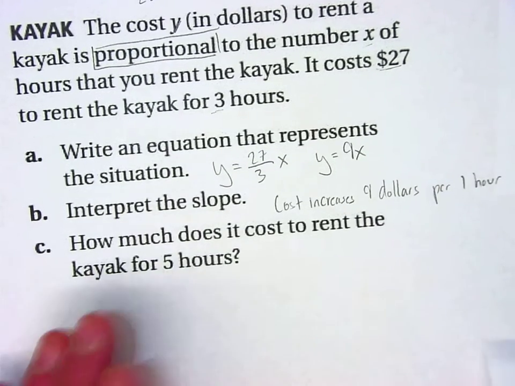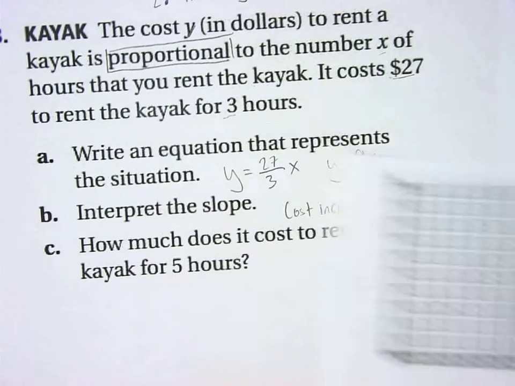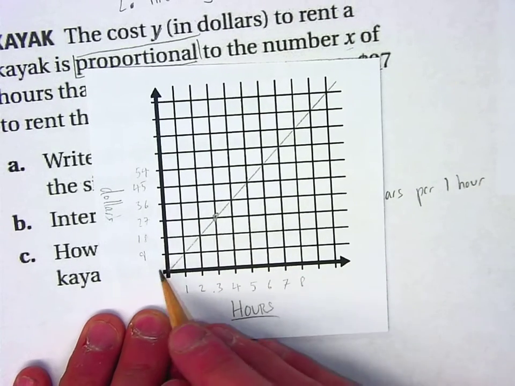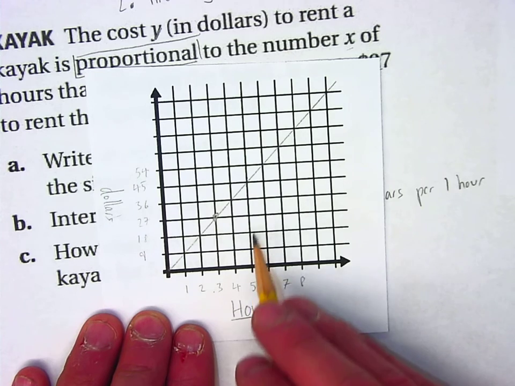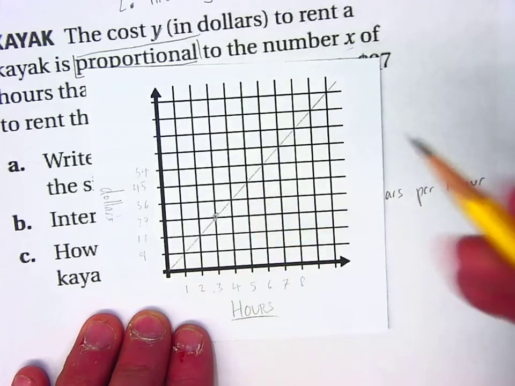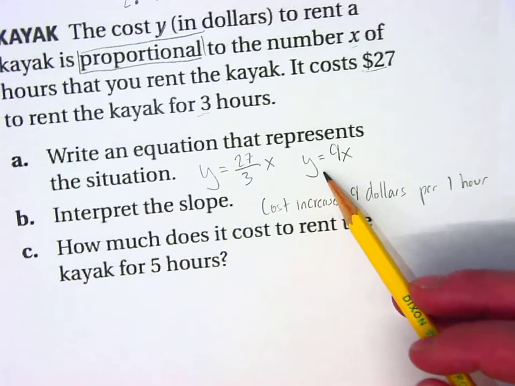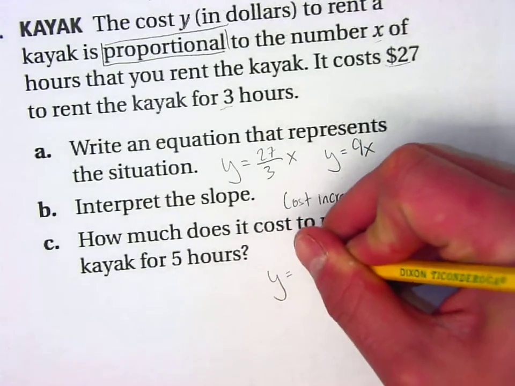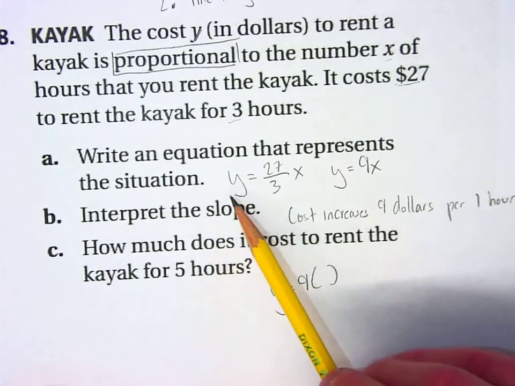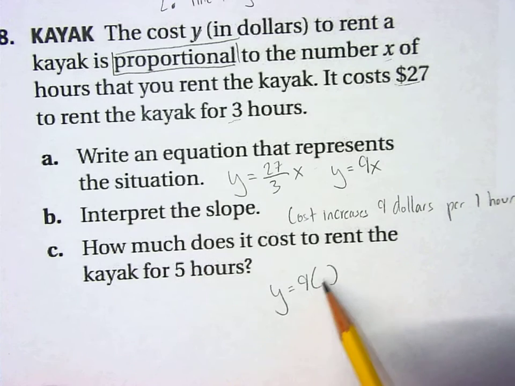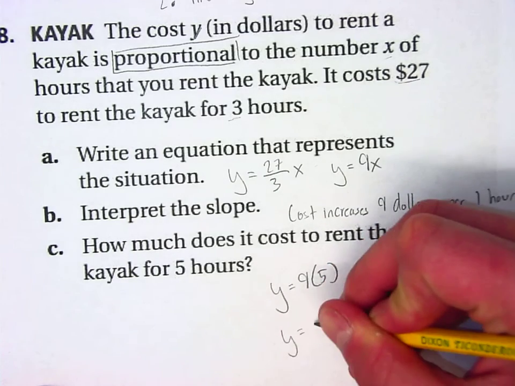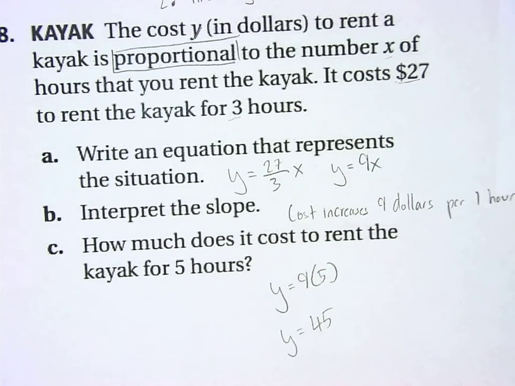Okay, and last question, how much does it cost to rent the kayak for 5 hours? Well, there's two different ways we could answer that. I can graph this and go to the value 5 along the x-axis and see that my y-axis is 45, so I can see at 5 hours, $45. That's one way. The other way, I can take this equation and substitute in my time. Instead of writing 9x, I'm going to leave that blank, and I'm going to substitute in 5 hours. 9 times 5 is 45, and that confirms what we have in our graph.